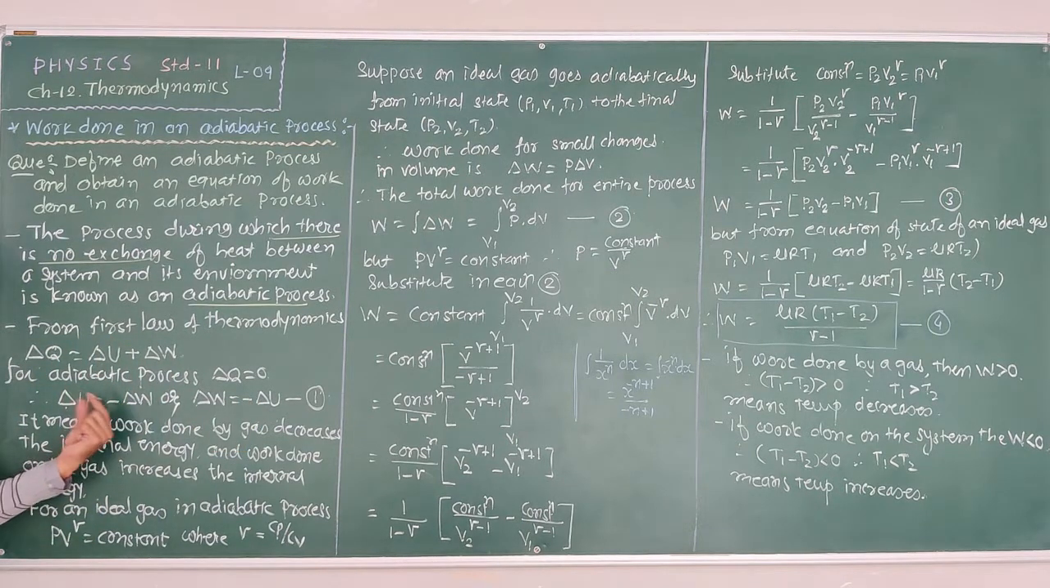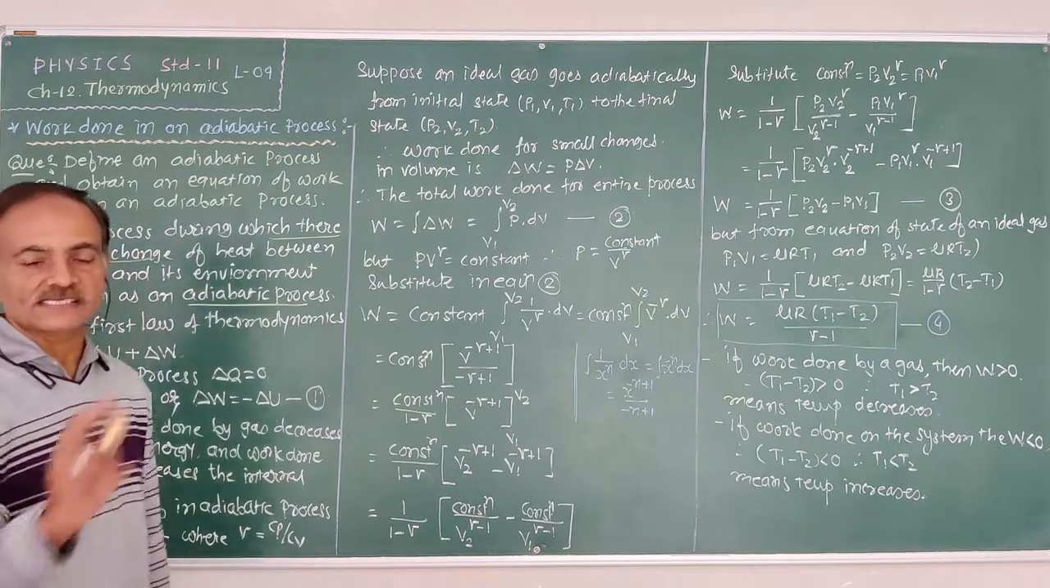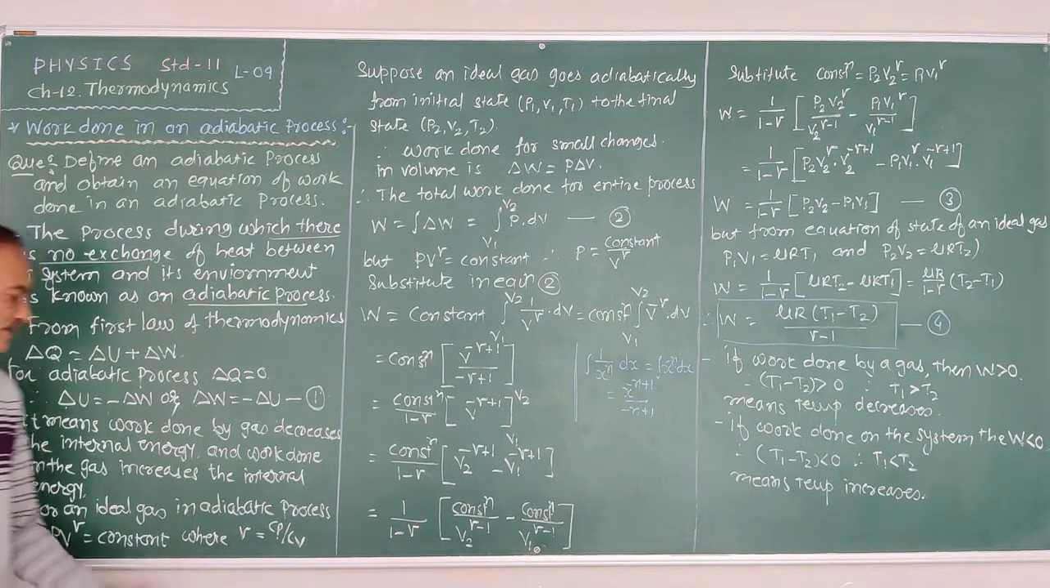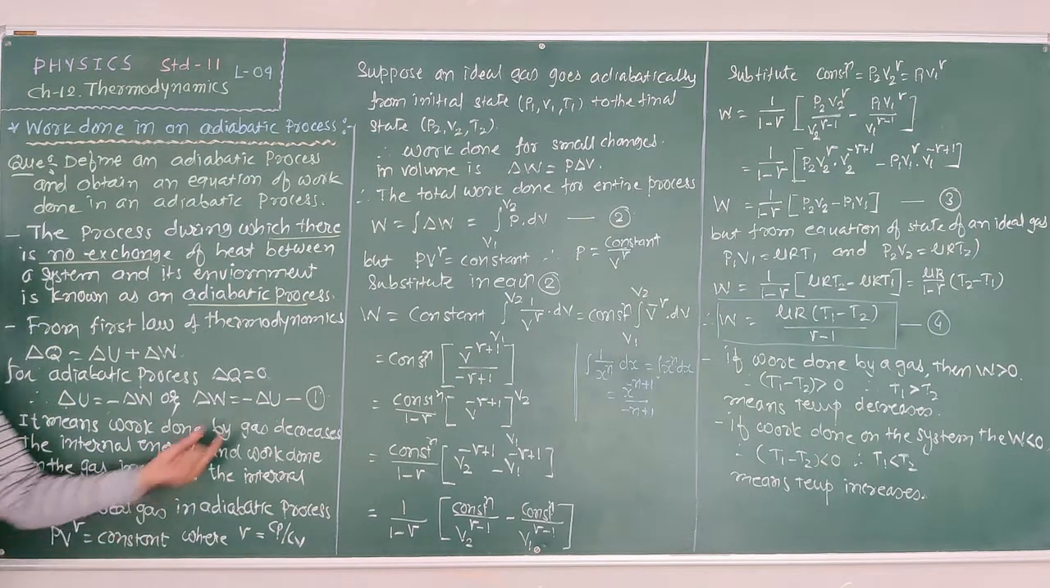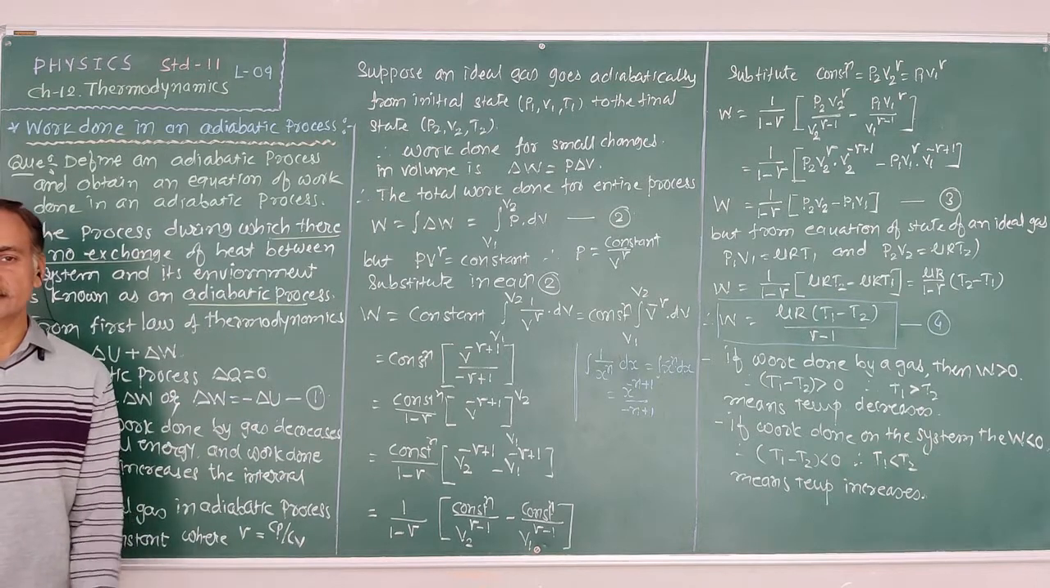If the delta W is negative, that means the work is done on the system of the gas. So internal energy of the system is increased. Change in internal energy positive means the increase. Here negative, so that is the decrease.